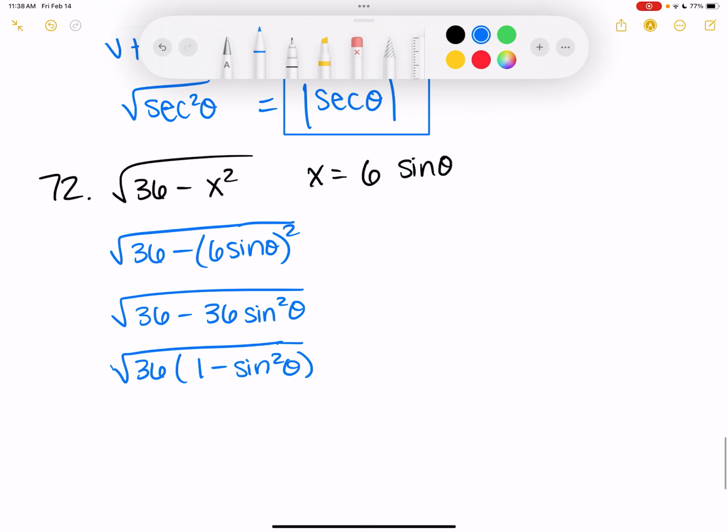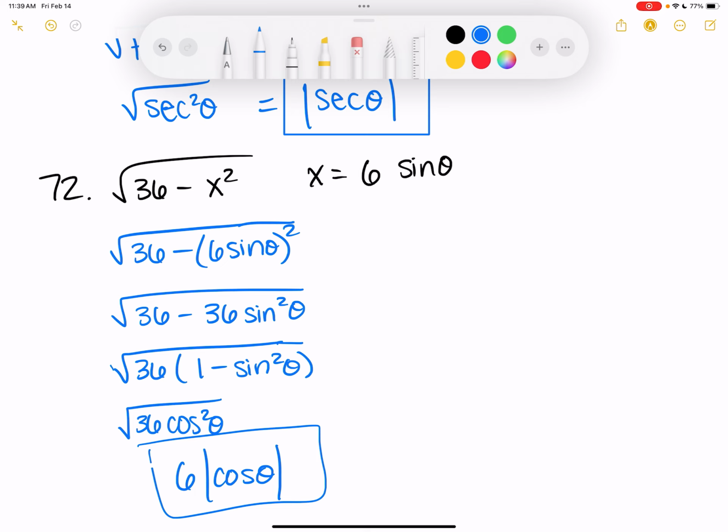Well, what's 1 minus sine squared of theta? Cosine squared theta. So this is the square root of 36 cosine squared theta. What happens when I take the square root of that? Yep, 6 cosine theta. Now, the only part that goes in the absolute value bars is the trig function. So the 6 is outside, and we put the absolute value bars around cosine theta. Any questions on that? I know that's not something we've done before this class.